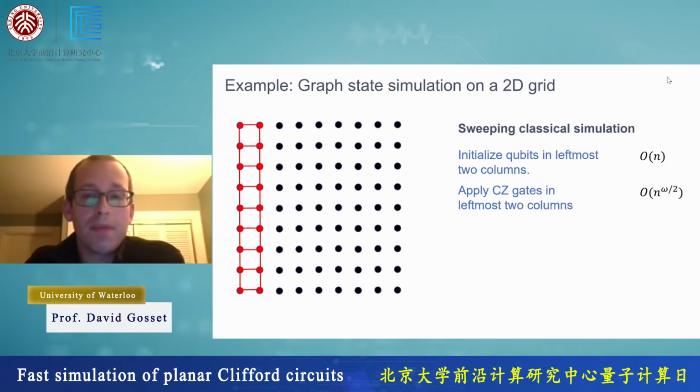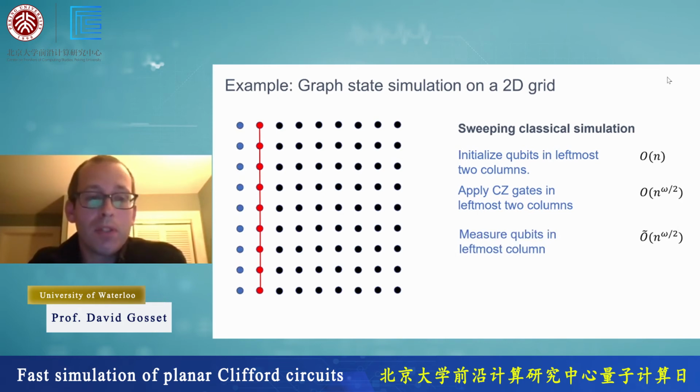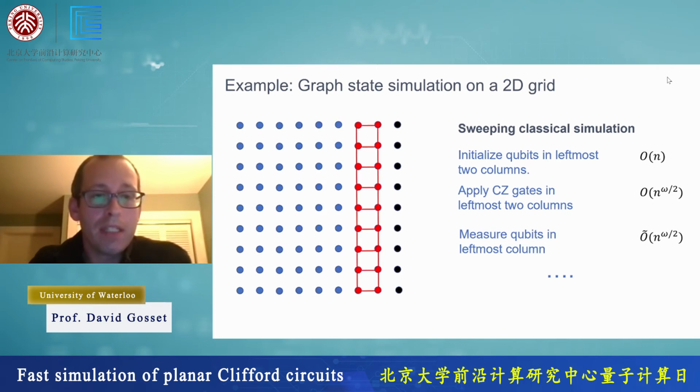Remember that I said that we can apply any number of controlled z-gates in time number of qubits to the omega. Here the number of qubits is just root n, because we're only storing these ones in red. So the time to apply just those controlled z-gates is n to the omega over 2. Then we measure the qubits in the leftmost column, so those are gone from our classical simulator. That can be done again in time n to the omega over 2. And then we continue. We apply the controlled z-gates in the next column, measure, apply z-gates, measure, and we move from left to right, sweeping in this way.